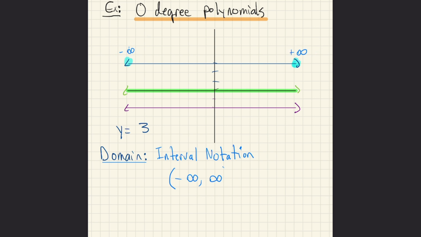And the round brackets just mean that these are not included points, meaning that you don't have an actual point of infinity on this graph. That's impossible. So we put round brackets to tell us that these points are not included directly.